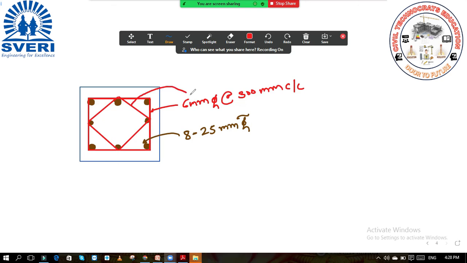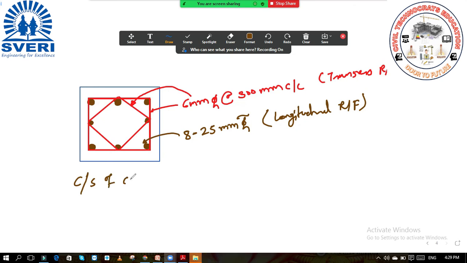This is not mandatory. Okay, you can provide the outer stirrups also. But in addition to this, if you want more strength, then you can provide the column reinforcement in this way also. So this red, whatever I have shown in red, is your transverse reinforcement. And whatever I have shown here in this color is your longitudinal reinforcement. And this is the cross section of the column.